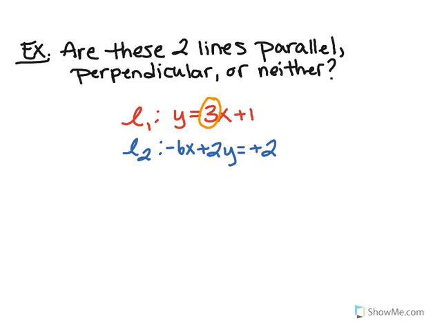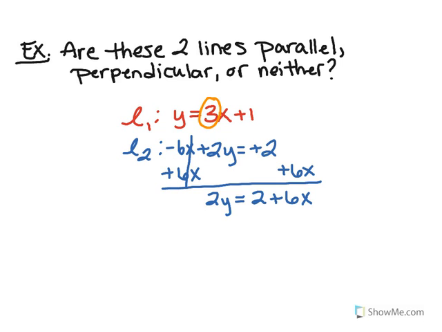Now, notice that in line 1, y is all by itself. So that's my goal, to put this function into slope-intercept form. So my process is going to be, I'm going to add 6x to both sides. This is my process of getting y all by itself. The 6x's are going to cancel, and I'm left with 2y equals 2 plus 6x. And now I'm going to divide everything by 2. And that gives me y equals 2 divided by 2 is 1, and 6 divided by 2 is 3.